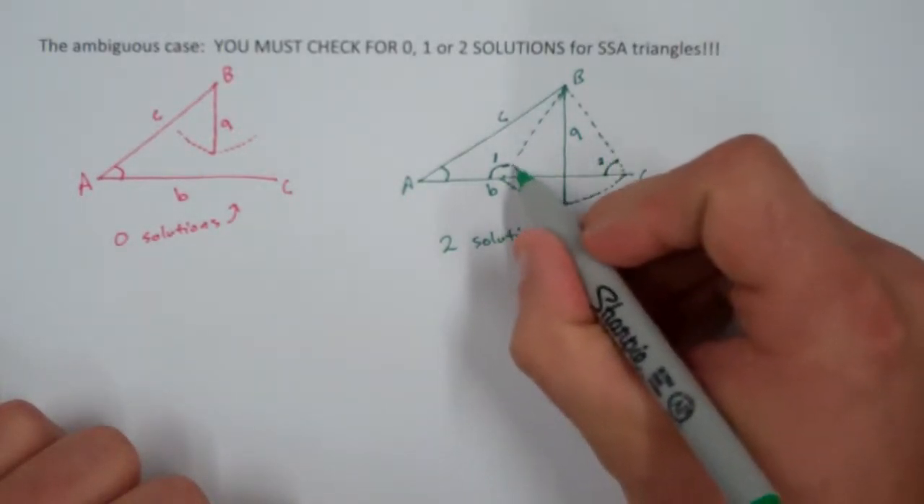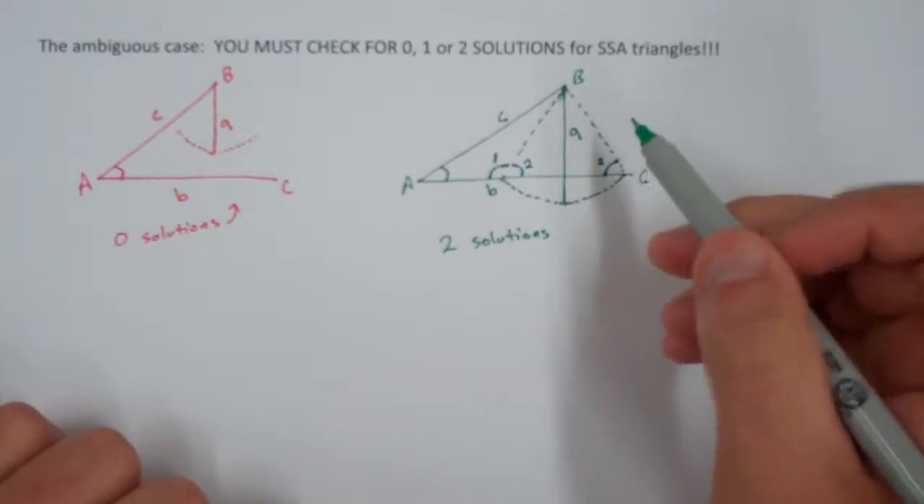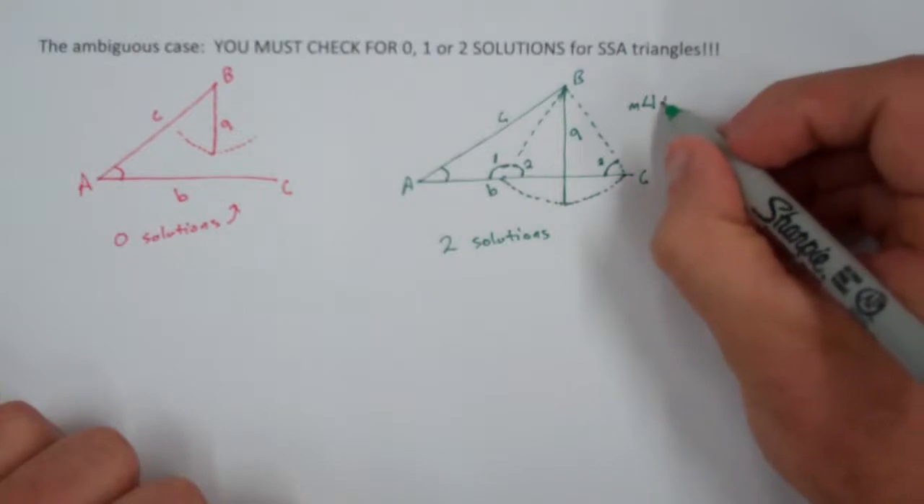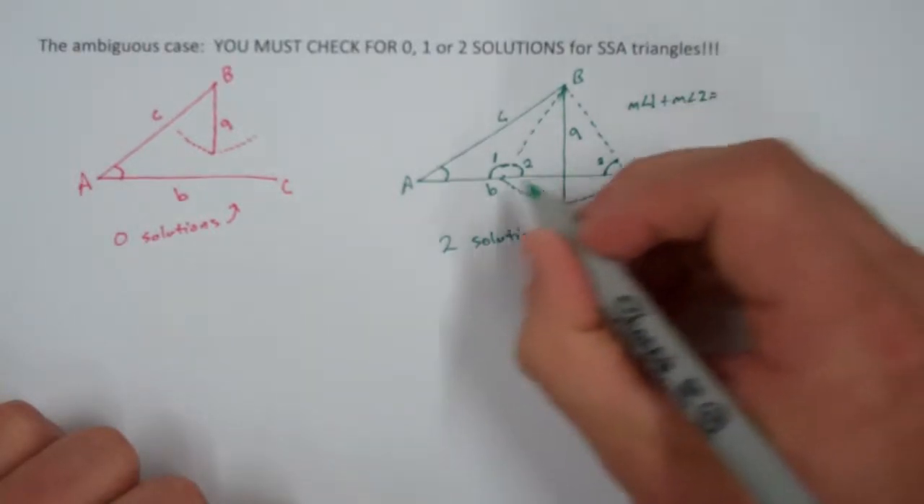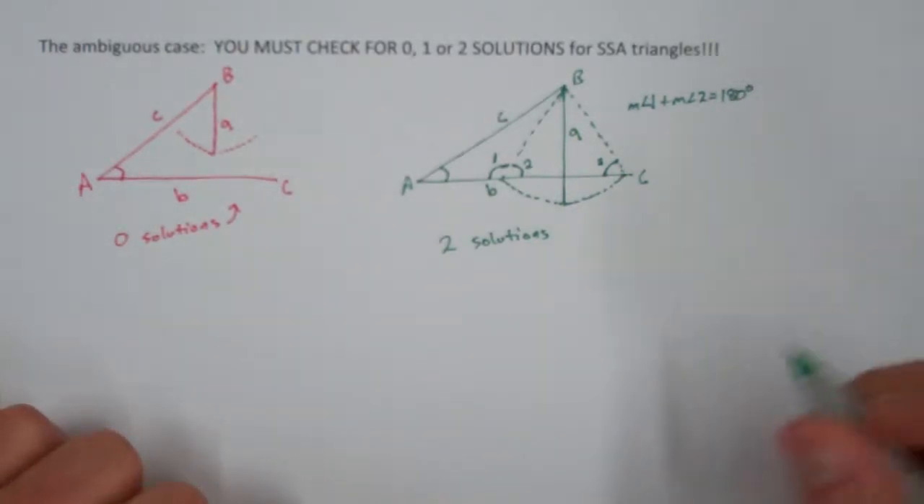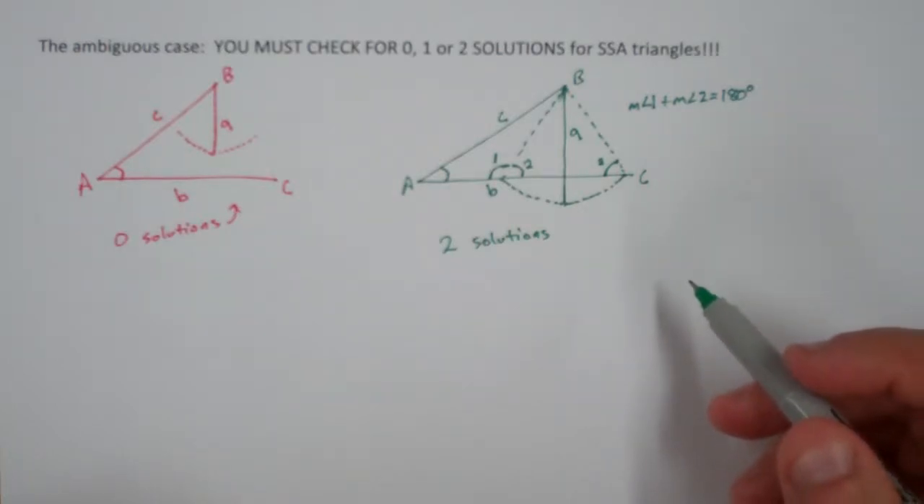You'll notice that these two angles here are exactly the same, and if you look at the first possible angle, so the measure of angle 1 here, and you add the measure of angle 2, they form a straight line, and they will no matter what situation you have. So the measure of angle 1 plus the measure of angle 2 is going to be 180 degrees.